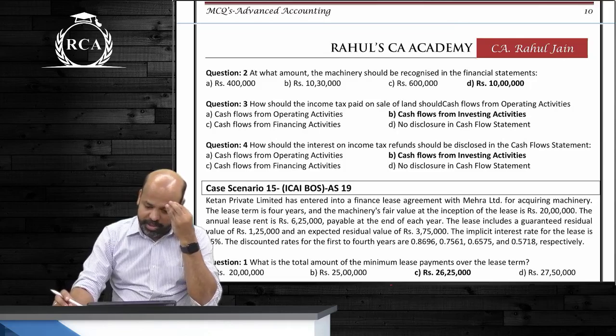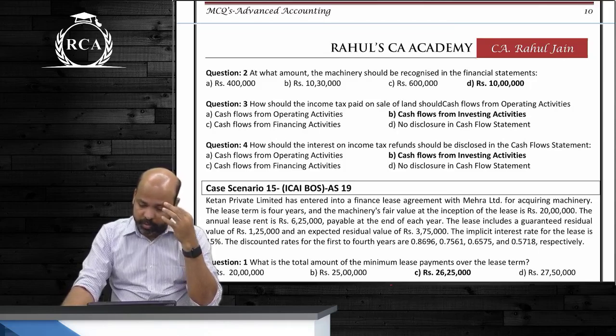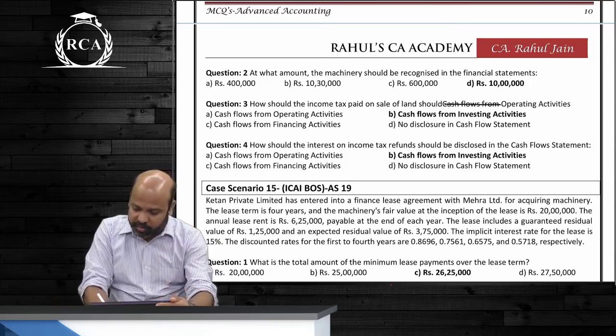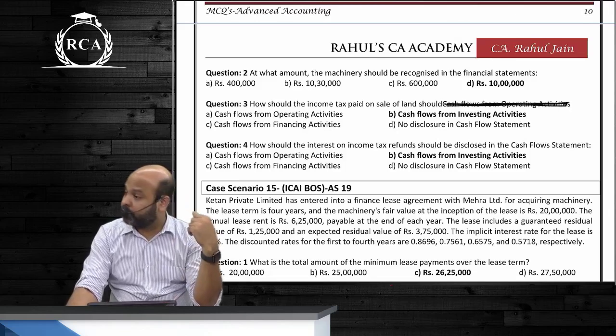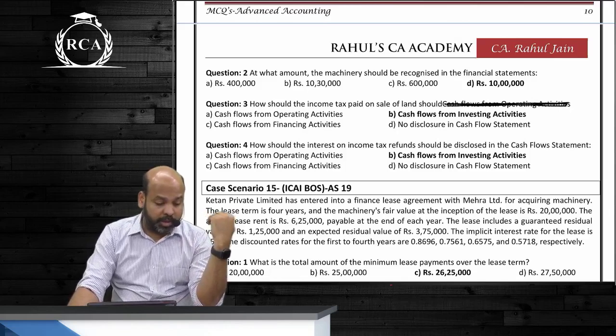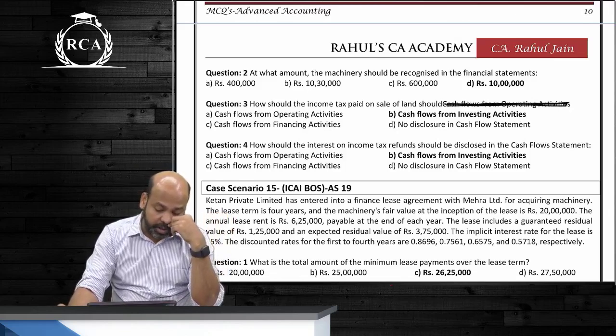How should the income tax paid on sale of land be disclosed? वो बेटा वो गलती से आया, this got printed by mistake. ठीक है, there's nothing. How should the amount be disclosed? Investing. How should interest on income tax refund be disclosed?